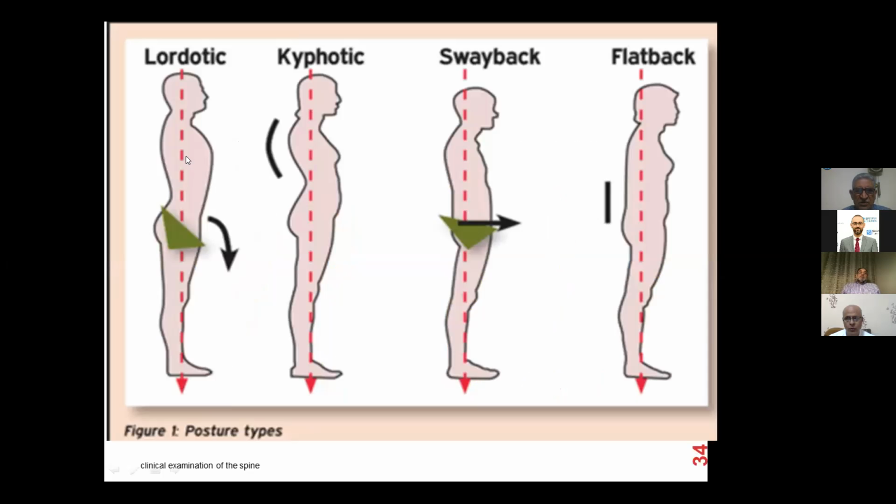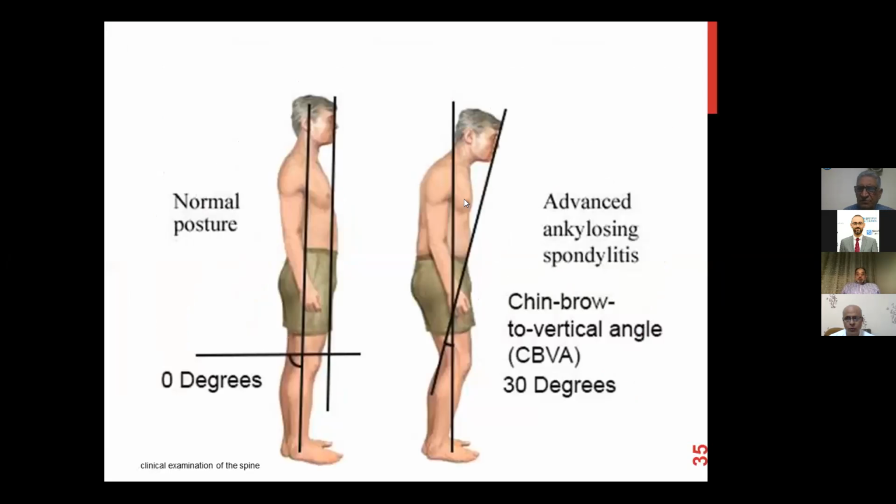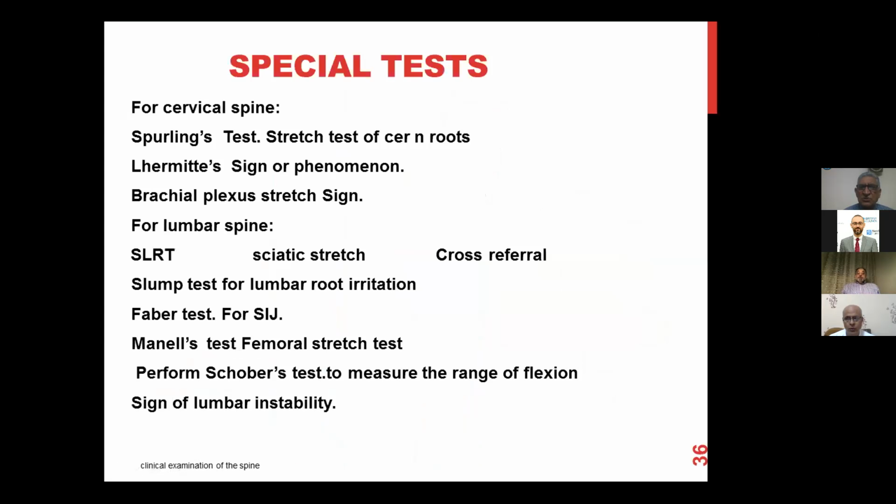This is normal. This is lordotic curve with increased pelvic obliquity, kyphotic curve, smooth kyphosis of the dorsal spine, sway back due to elevation of the pelvic tilt, and flat back syndrome due to flattening and stretching of the lumbar lordosis. This is the stooped position in case of advanced spondylosis or cases of spinal stenosis.